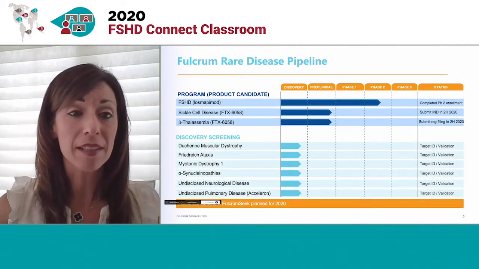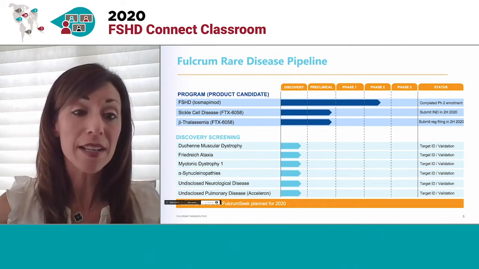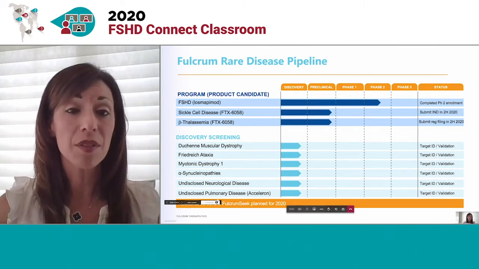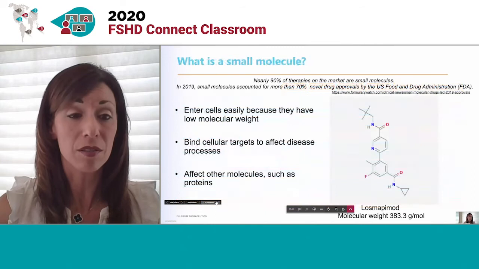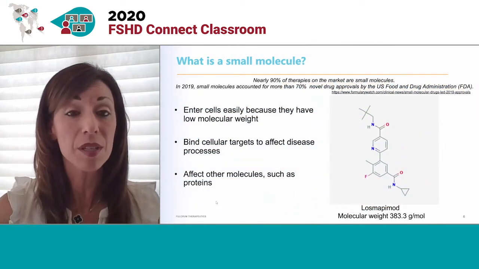So some of you may be asking, what is a small molecule? Small molecules essentially are molecules that have low molecular weights. And because they have low molecular weights, they can enter cells easily. And when they enter cells, they can bind to cellular targets to affect disease processes or affect other molecules such as proteins. Interestingly, nearly 90% of therapies on the market are small molecules, and in 2019, small molecules accounted for more than 70% of novel drug approvals by the US FDA.